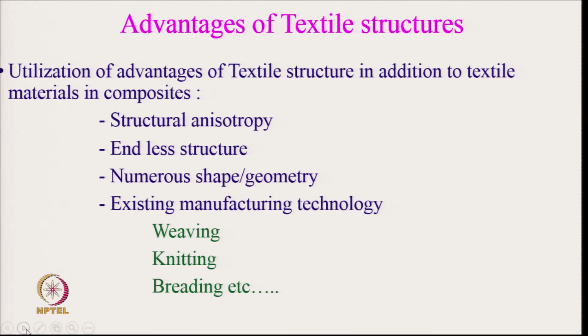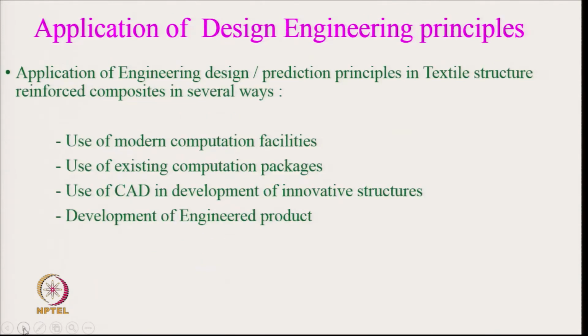We have opportunity to develop numerous textile structures in weaving, in knitting, in braiding, in nonwovens. We can also manufacture different shape, different geometry. Some of the examples we will also look into in this lecture. Then the important thing is, we are not going to use any new technology. We will be using the existing manufacturing technology, that is weaving, knitting, braiding, nonwoven, and we will develop different products for this purpose. Another important thing is application of design engineering principles.